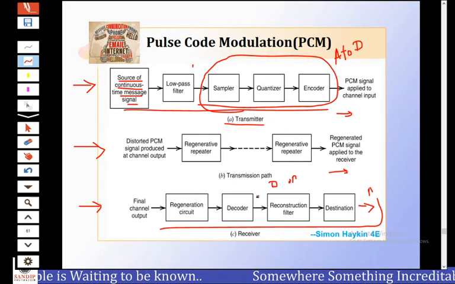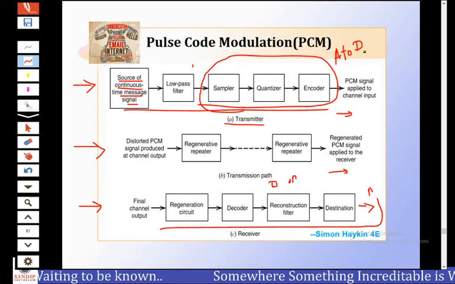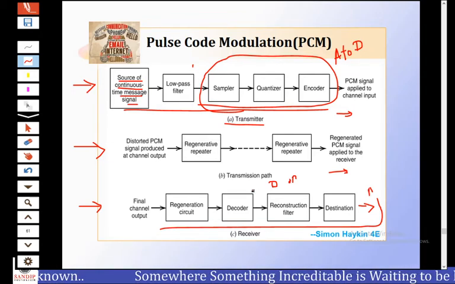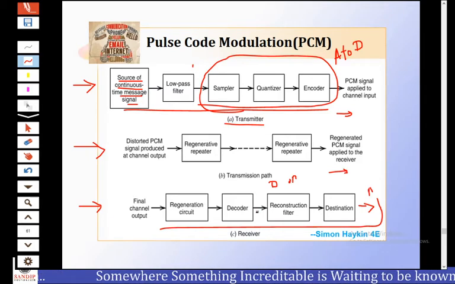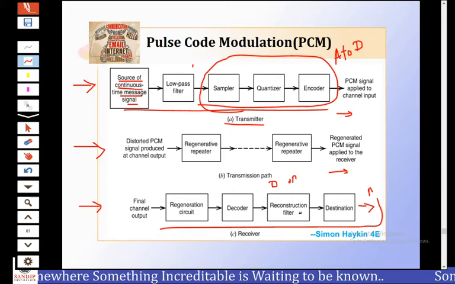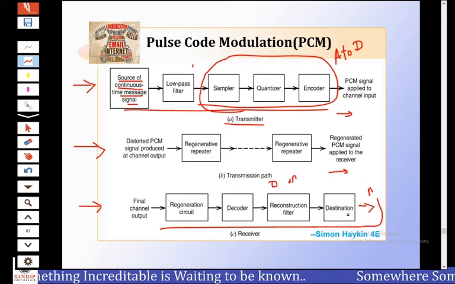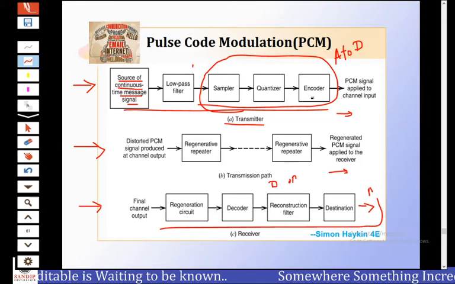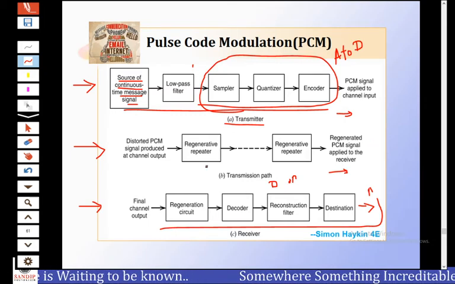The work of the decoder is exactly opposite to the analog to digital converter, and that is done using a D to A converter, that is, digital to analog converter. Then it is applied to a reconstruction filter because we have to get back the original analog signal, and then finally it is applied to the destination. So this is the work of pulse code modulation. That is the introductory part of pulse code modulation.